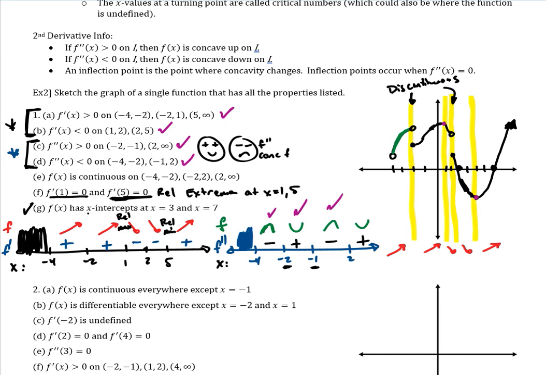And then is it continuous from -4 to -2? Yep. From -2 to 2, yes. And then 2 to infinity, yes. All checked out. My relative extrema are already met. I used the number line to help with that, so yes, that was good. And then the x-intercepts at 3 and at 7, yes.